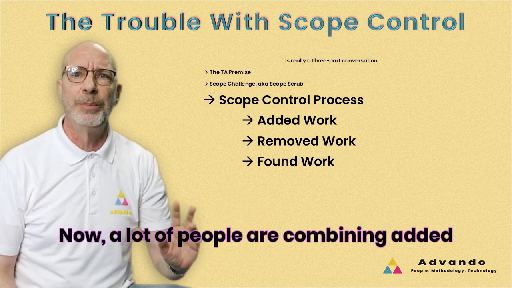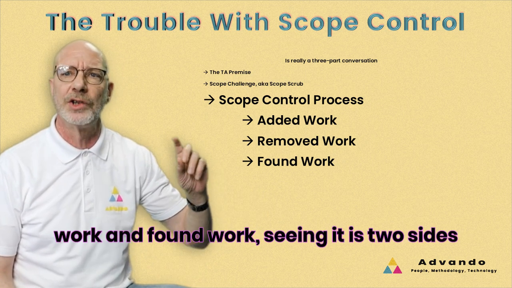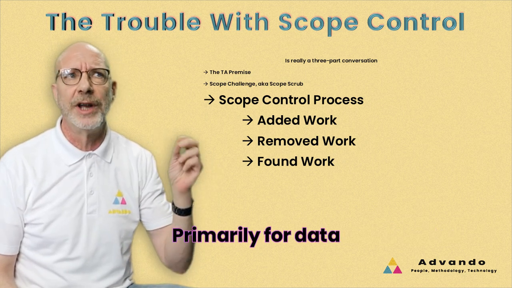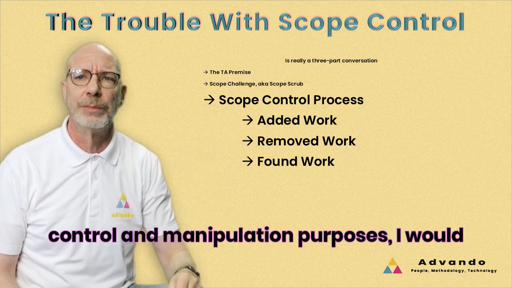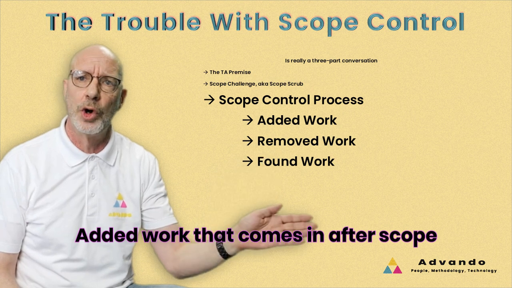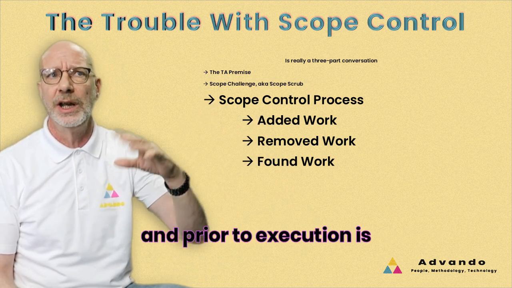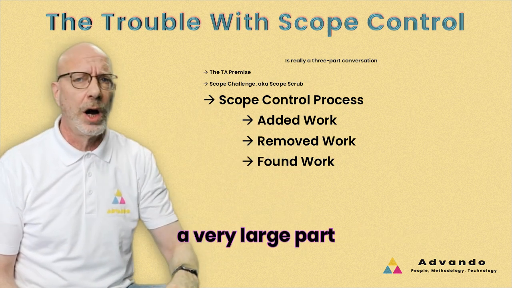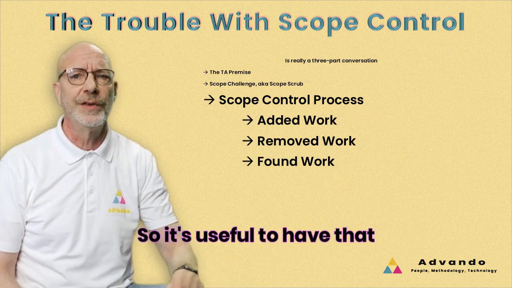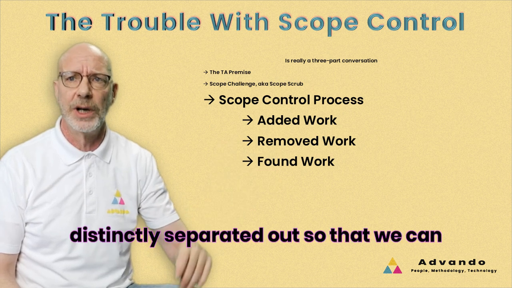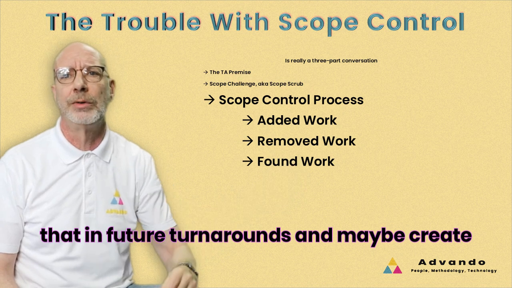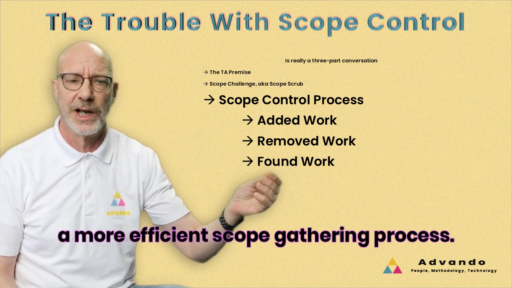Now, a lot of people are combining added work and found work, seeing it as two sides of the same coin. Primarily for data control and manipulation purposes, I would advise you not to do that. Added work that comes in after scope challenge and prior to execution is very largely work that was forgotten during scope gathering. So it's useful to have that distinctly separated out so that we can address that in future turnarounds and maybe create a more efficient scope gathering process.